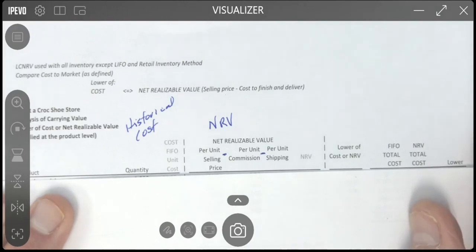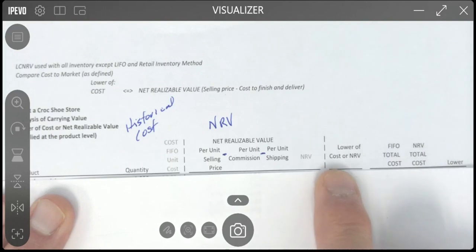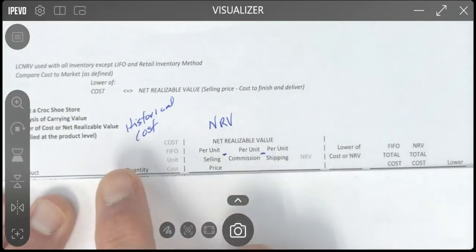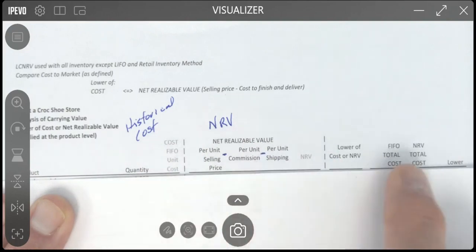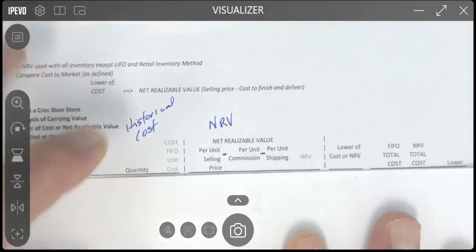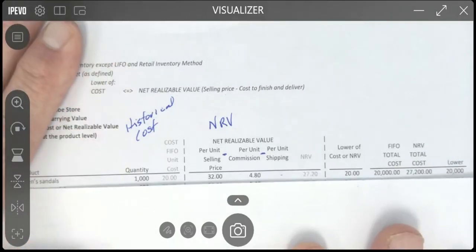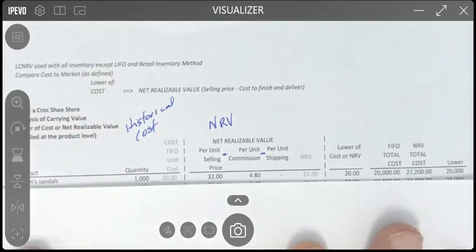All right, and I'll show you these other columns. I have a column for lower of cost or net realizable value, which is going to compare these two groups. We'll remind ourselves what FIFO total cost is and net realizable value total cost. That's going to extend for the quantity, and then we'll pick the lower. Let's look at the men's sandals.